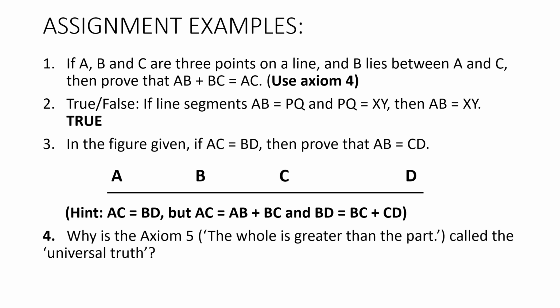Fourth one, why is the fifth axiom a universal truth? What is the fifth axiom? The whole is greater than the part, called the universal truth. Now to justify this, you just need to give any example where the whole is greater than the part. For example, suppose if you are having half of the pizza, then obviously the half of the pizza will be less than the whole pizza, or the whole pizza will be greater than the half pizza.